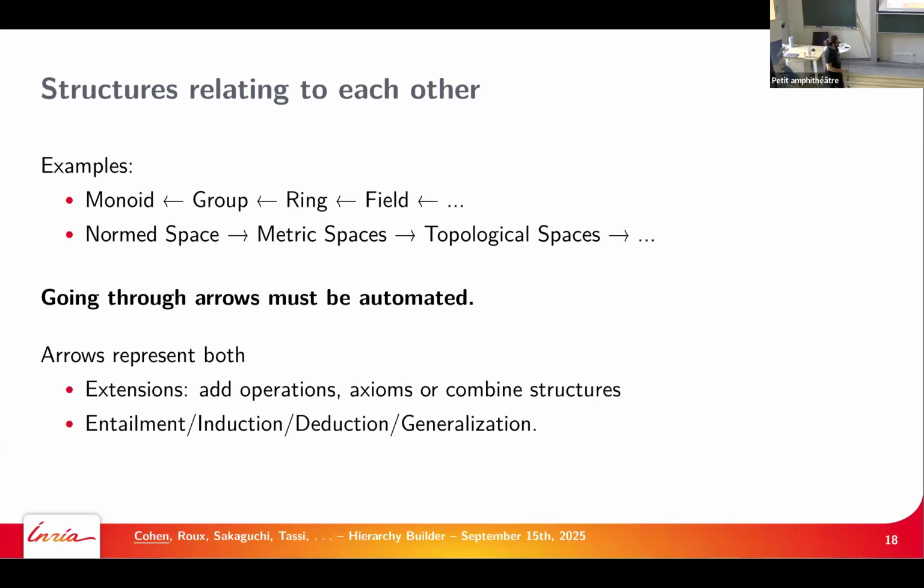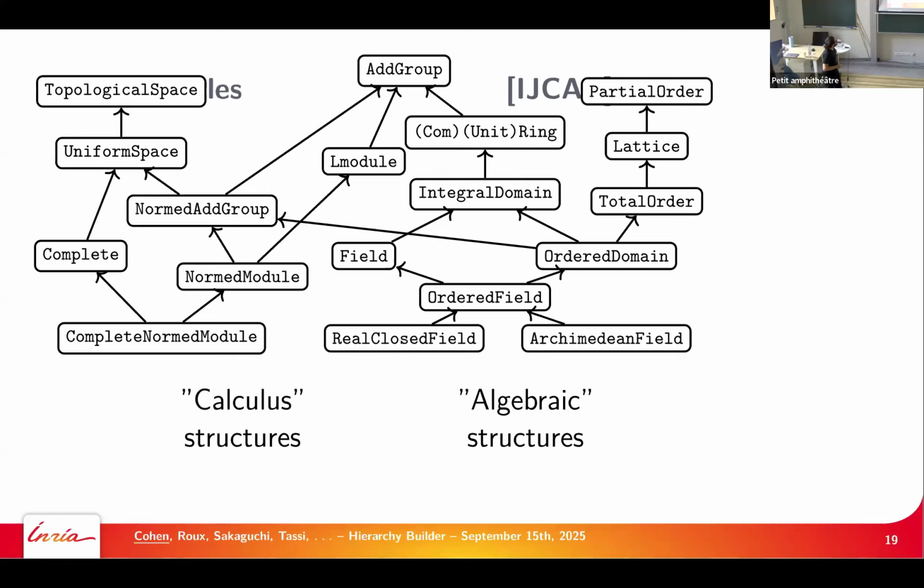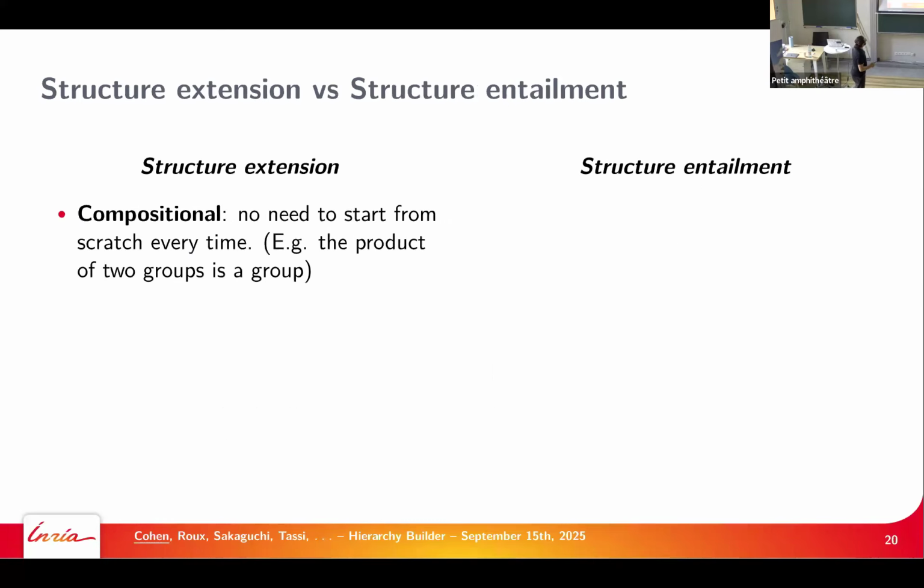and I get a new operation. And the problem with this is that you can't divide the two worlds because they are entangled. There is no such thing as structures from calculus on one side and structures from algebra on the other side. So let's review the advantages and the problems of the two ways of seeing inheritance in structures. On one side, I will deal with structural extensions, so from monoids to groups to rings and so on. It's very compositional. There is no need to start from scratch all the time.